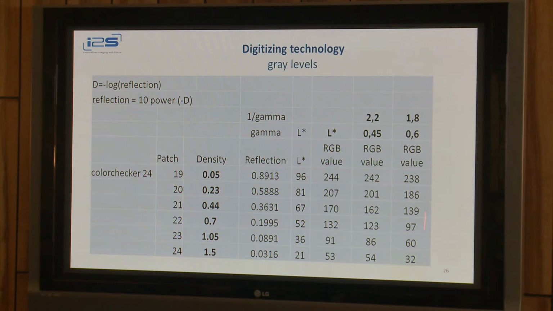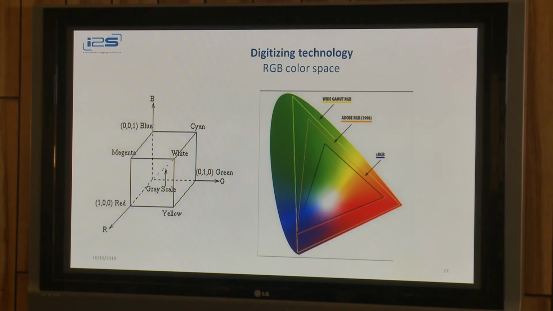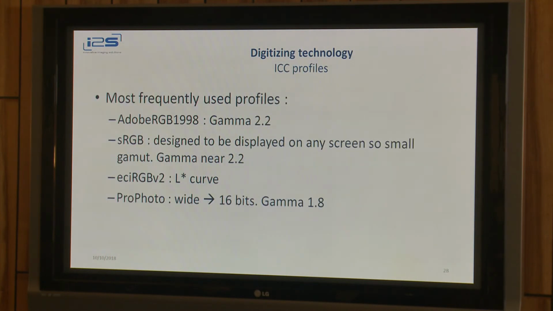So here I have 1.8, 2.2, L star, and this is L level. Usually when you do L level, it's from 0 to 100, so that's why the number is different, but these two curves are the same. Okay, most people are using this one. So, yeah, it comes from that.